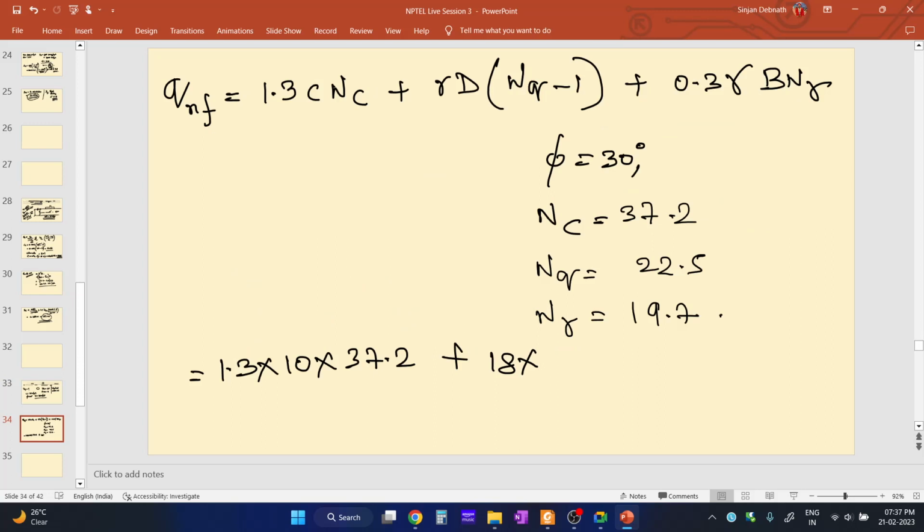And what is the depth? We don't know the depth. Okay, so depth is not known. What is Nq? Nq is 22.5 minus 1 plus 0.3.